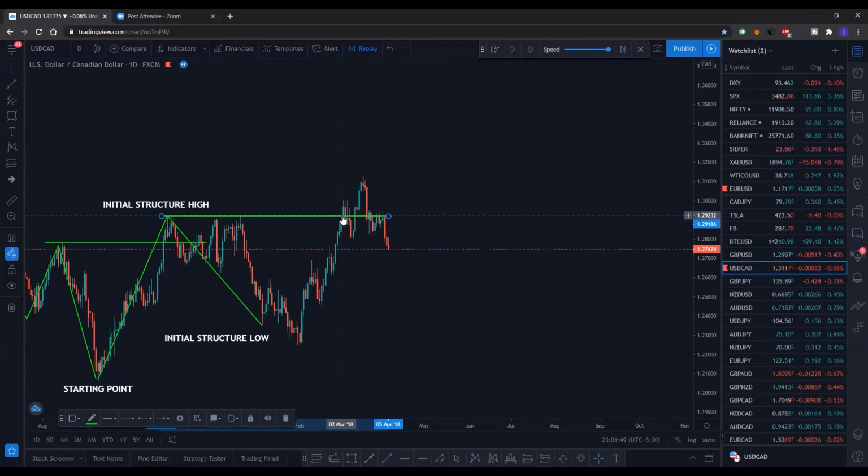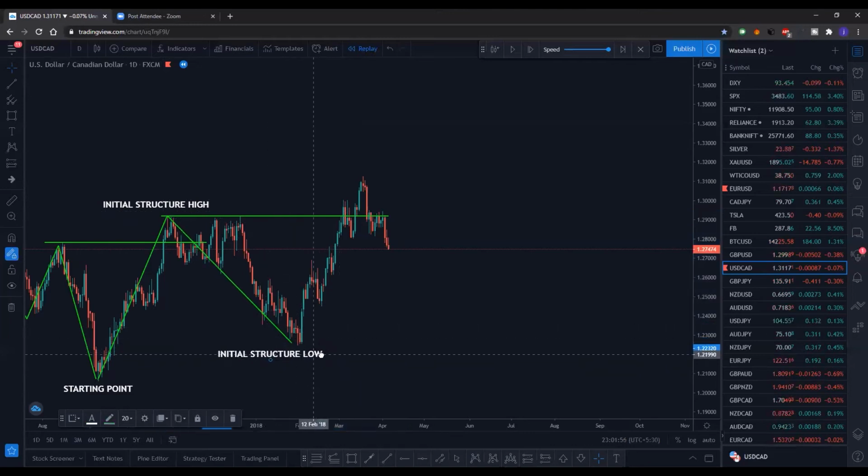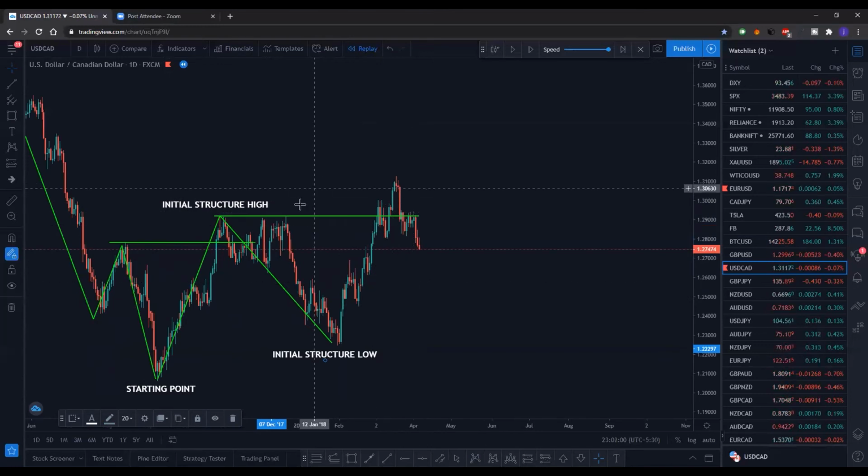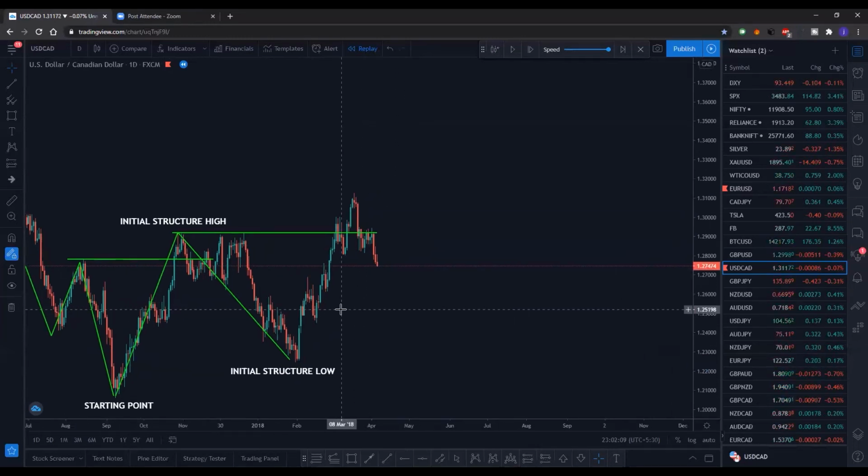So you see here we have a break and close above the initial structure high. Now we can officially call this the initial structure low. So ladies and gentlemen, this is the start of the trend, a bullish trend. Now it's not necessary that from here it should always go up. There are chances that it can be just a fake breakout as well, but most of the time you can see a trend starting in this formation.